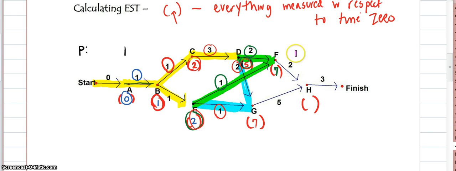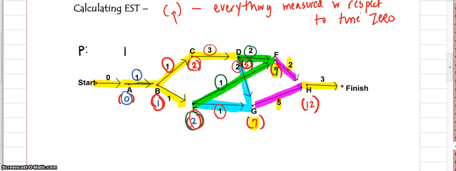Okay, you'll notice that H also has 2 arrows coming into it, so I have to decide, am I going to go with 7 plus 2, which is 9, or 7 plus 5, which is 12? So the earliest time that I could start H is 12. You always go with the longer of the two because you have to wait for the slowest guy to finish his job. And then there's only one way to get to the end.